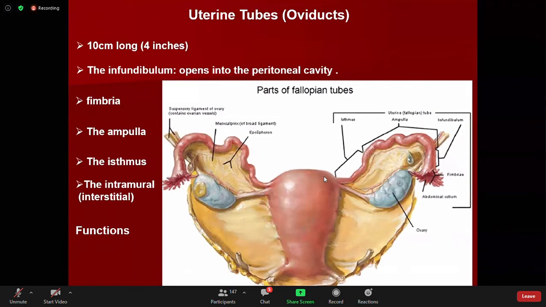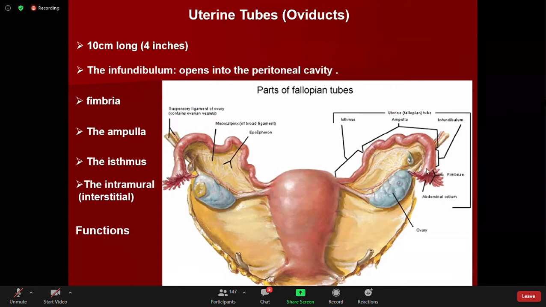Now, attached to the superior angles of the uterus are the two fallopian tubes. We have two of them attached to the superior angle of the uterus. The fallopian tube is about 10 centimeters in length, and it has different parts. A main function of the fallopian tube is what? Pick up the ovum, provide a site for fertilization, and provide nutrition for the ovum and fertilized embryo.